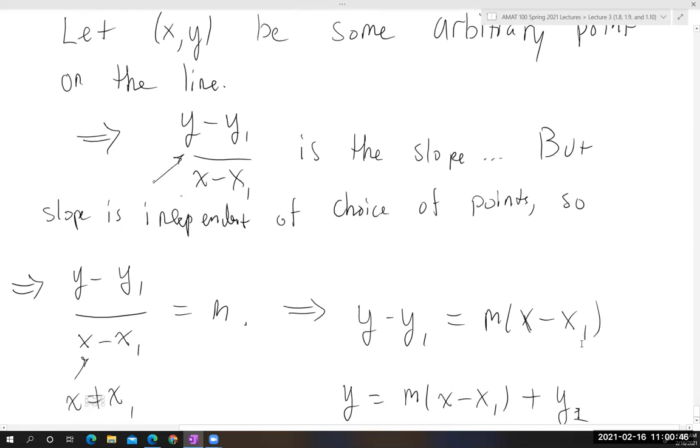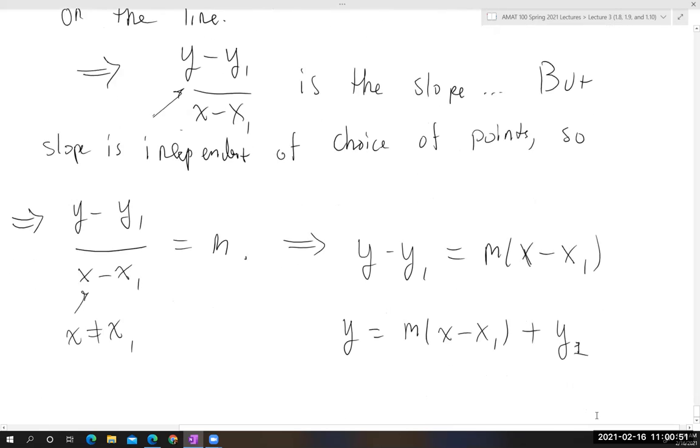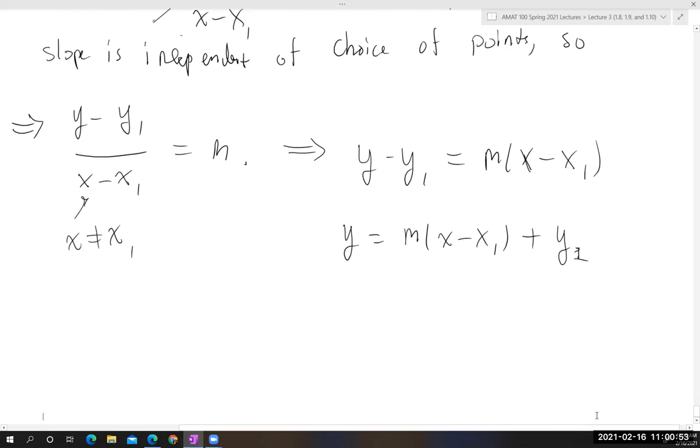And again, it relies on the fact that the slope is a sort of invariant of the line, that it doesn't depend upon what choice of points you use to compute it. It'll always be the same. That's what allows us to do this right here, to say that m equals this fraction right here. That invariance of the slope allowed us to conclude that these two things have to be equal.